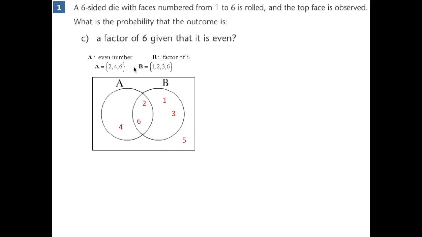We're looking for B given A. The probability of B given A is the probability of A intersection B, which is 2 and 6, divided by the probability of A, which is 2, 6, and 4. So the probability of A intersection B, these two numbers, is 2 out of 6 divided by 3 out of 6. So 2/6 divided by 3/6 is 2/6 times the reciprocal, 6/3. The 6's cancel. 2/3 is our answer.